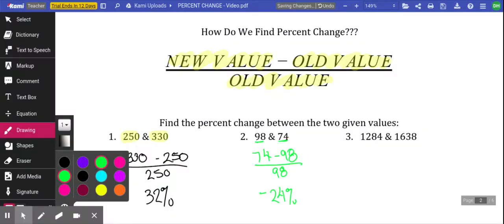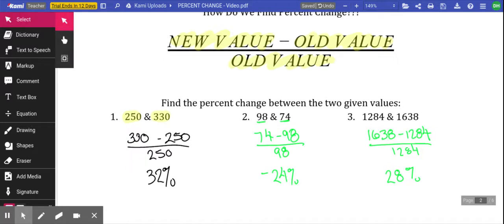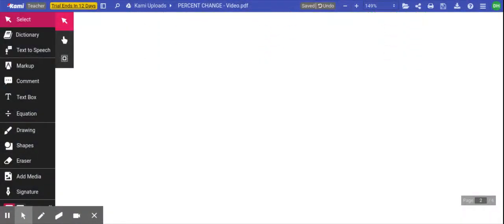All right, last one here. We'll go 1638 minus 1284 and then divide that by 1284. Okay, that's going to give me about a 28% increase. All right, that's a pretty good year. If we're talking money, we'll take that any day of the week, huh?